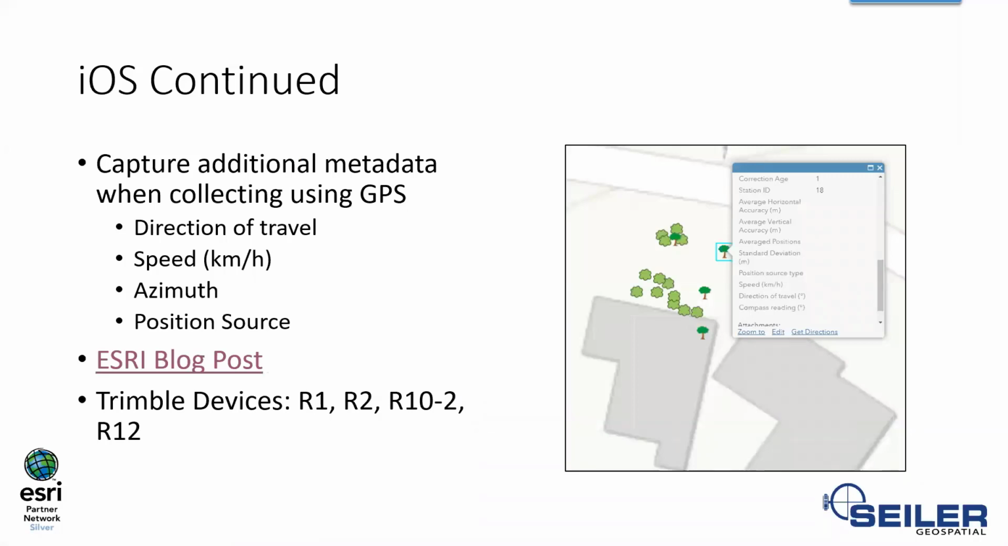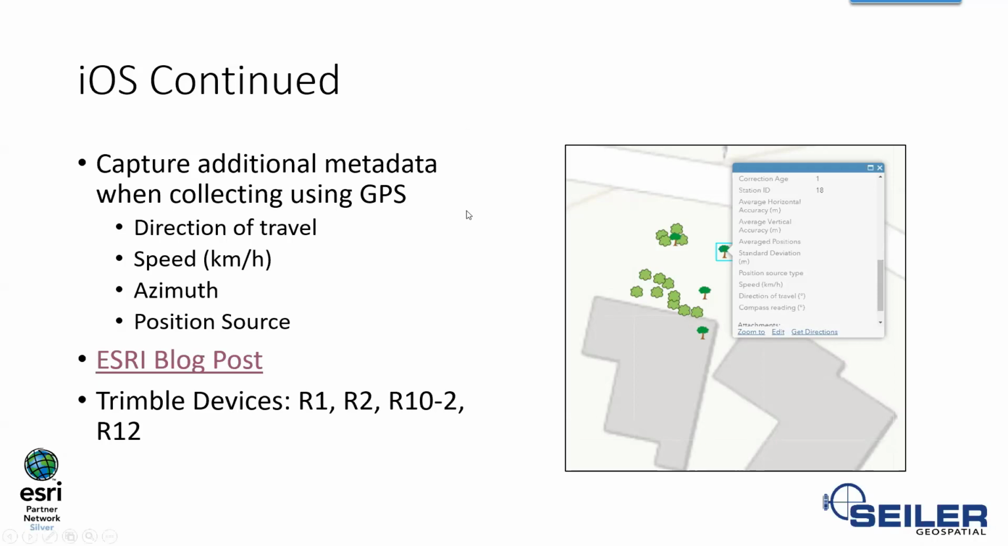And so devices that are supported, especially Trimble devices, GNSS receivers, the Trimble R1, the Trimble R2, and then the R10 Model 2, and then most recently, the Trimble R12 are supported with iOS. Joe will cover what's supported with Android once he covers that section.